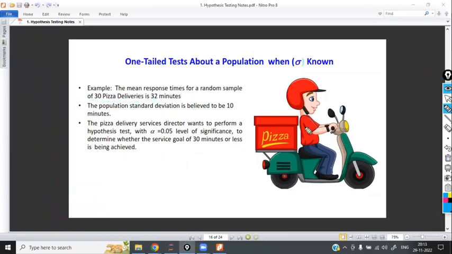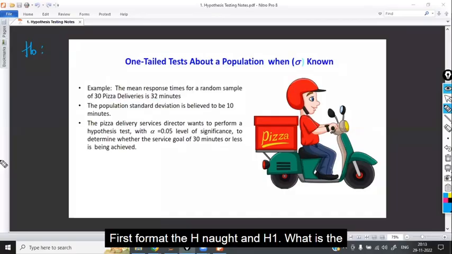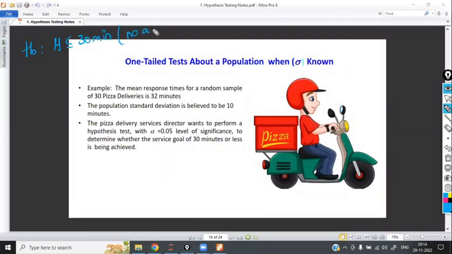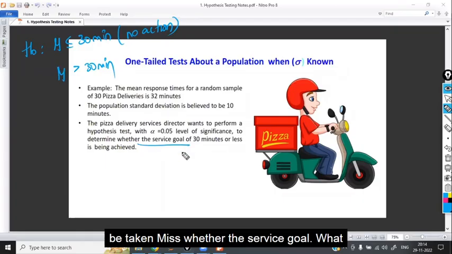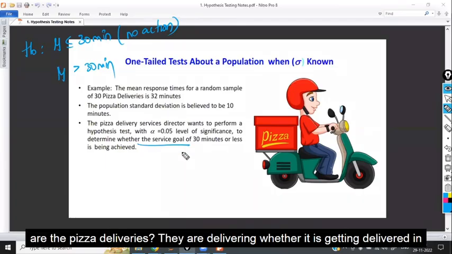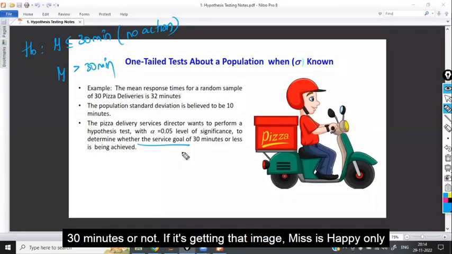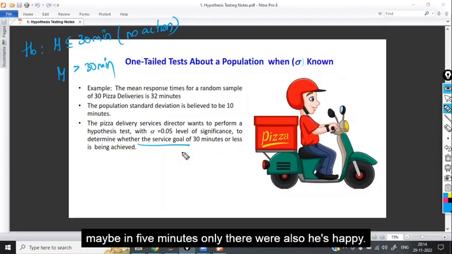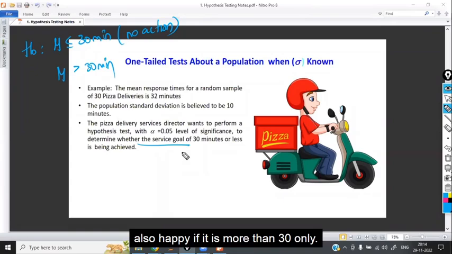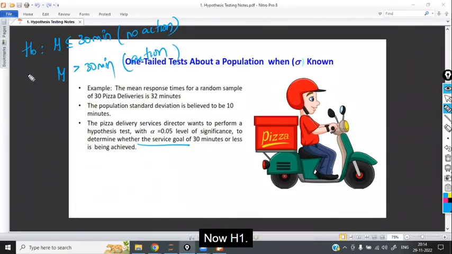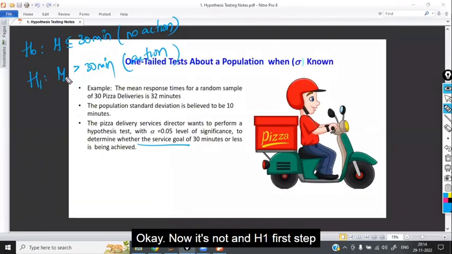What is the first step? First, formulate the H0 and H1. What is the H0? Mu is less than or equal to 30 minutes, no action to be taken. If mu is greater than 30 minutes, action to be taken. It means whether the pizza deliveries are getting delivered within 30 minutes or not. If it is within 30 minutes, he is happy. Even 5 minutes, 4 minutes, 29 minutes, 28 minutes, he is happy. If it is more than 30, he will take action accordingly. Now H1. Okay. H0 and H1, first step is completed.